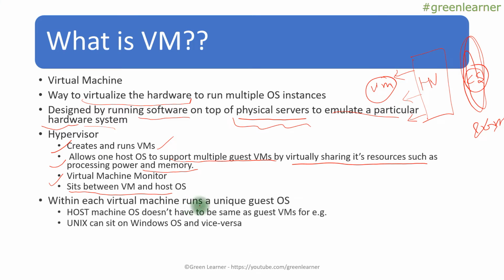Within each virtual machine runs a unique guest operating system. So the host machine OS doesn't have to be the same as the guest VMs. For example, if you have Windows operating system running, you can create a VM which can run Unix operating system, and vice versa is also true. If you have a system running Unix, you can create a VM which can run Windows as well. That's perfectly fine. That's the main funda behind VMs, right? We can have multiple instances on a single shared hardware system.